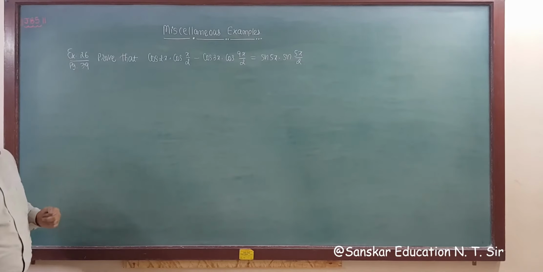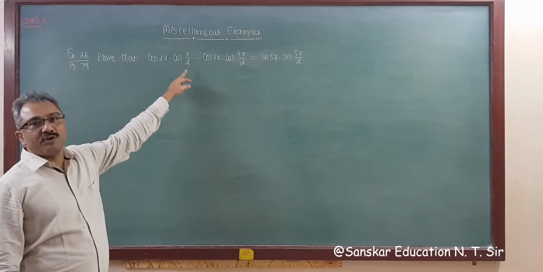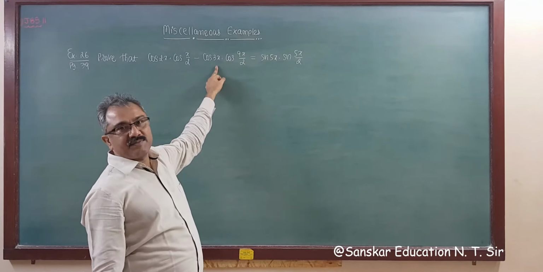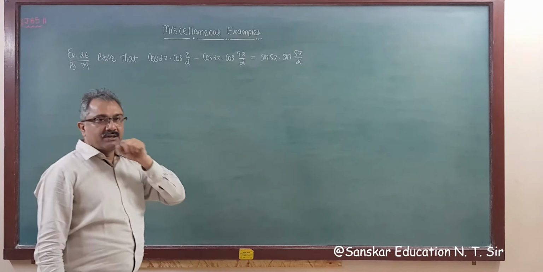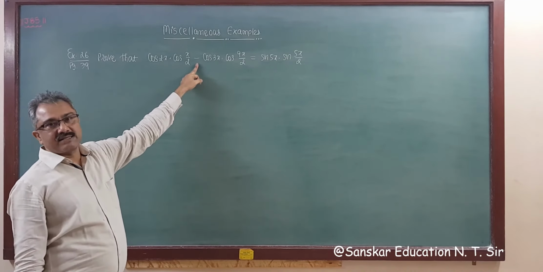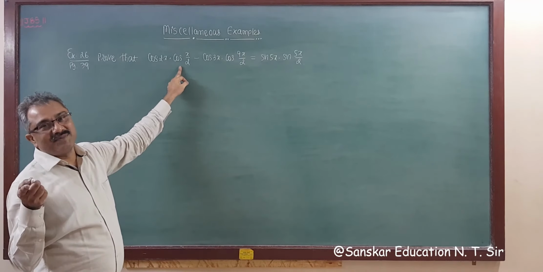Example number 26, page 79. Prove that cos 2x cos x/2 minus cos 3x cos 9x/2 is equal to sin 5x sin 5x/2. So this is given in product form, but here there is a minus. So this is cos A cos B, and you require sin A sin B.